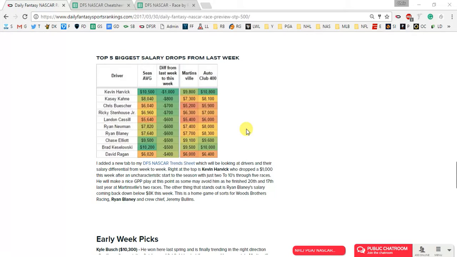So pretty much what we're looking at here is guys that have seen a salary drop from last week to this week. You can also look at their season average there as well and kind of just see where they sit. Another way to find value as well. Be careful with that one, as usually if guys are going to be dropping that much salary, chances are they either have current form or they're not very good at the track. So mostly target those guys for GPP only.